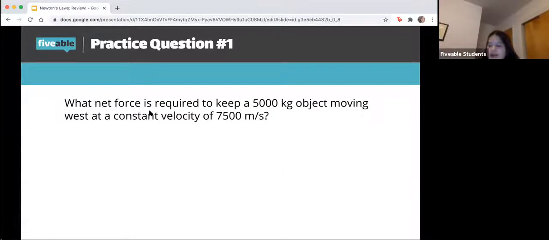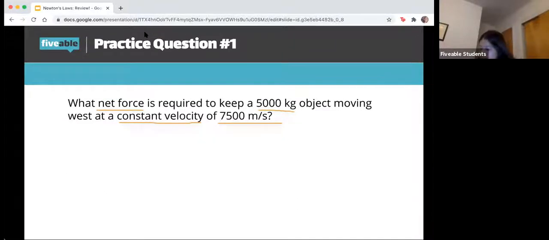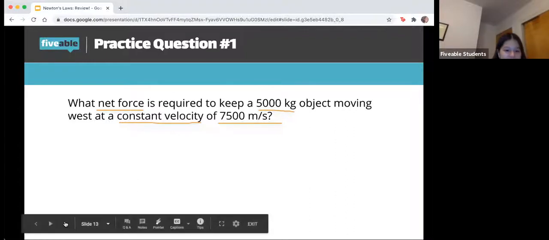Actually, first, hold on. Let me highlight some important keywords. I've been talking a lot, so I want to make sure everything's absorbing. Okay, keywords: net force, kilograms, constant velocity. Hopefully that's something I mentioned before. I'll give a couple seconds. And I'll give a hint: you don't have to worry about any numbers, because there's a very important keyword that will save you a lot of work.